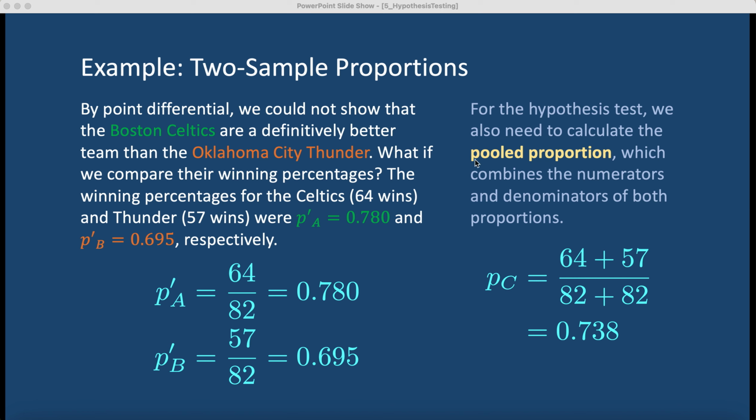Now, to conduct the hypothesis test here, we're going to look at whether or not these two proportions are different, and we need to calculate something called the pooled proportion, which is, if you combine the two things you're comparing together, you combine their numerators and their denominators. So the pooled proportion in this case, we take the 64 plus the 57 and divide by the 82 plus the 82. And we get a pooled proportion of 0.738.